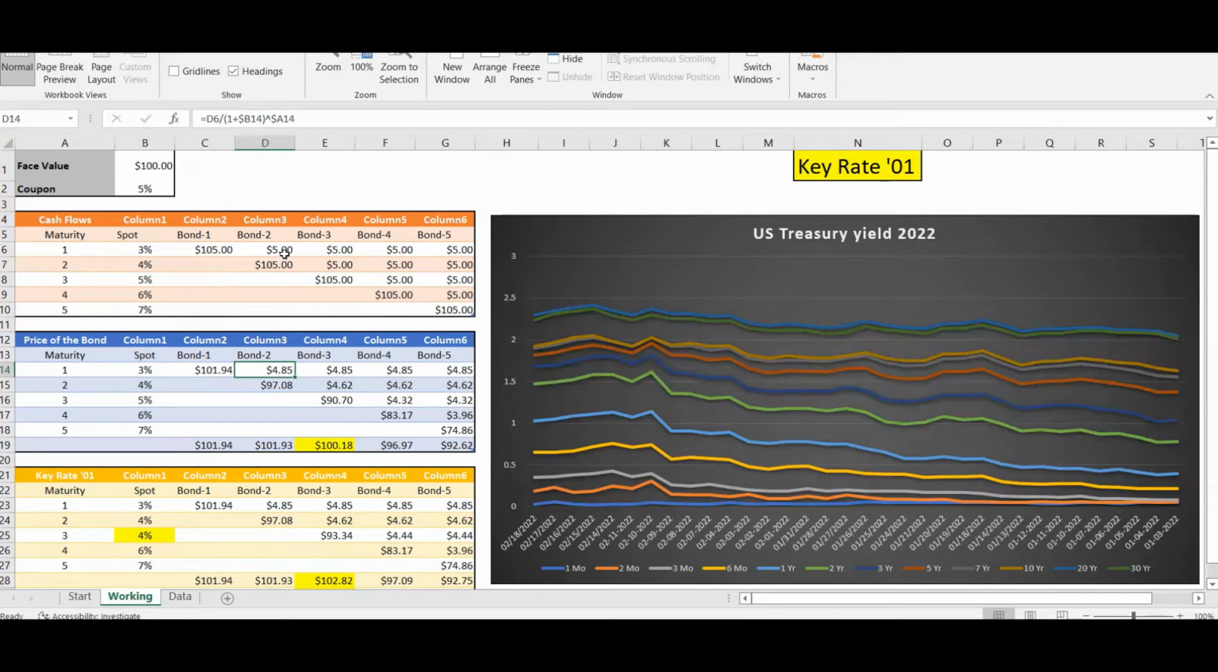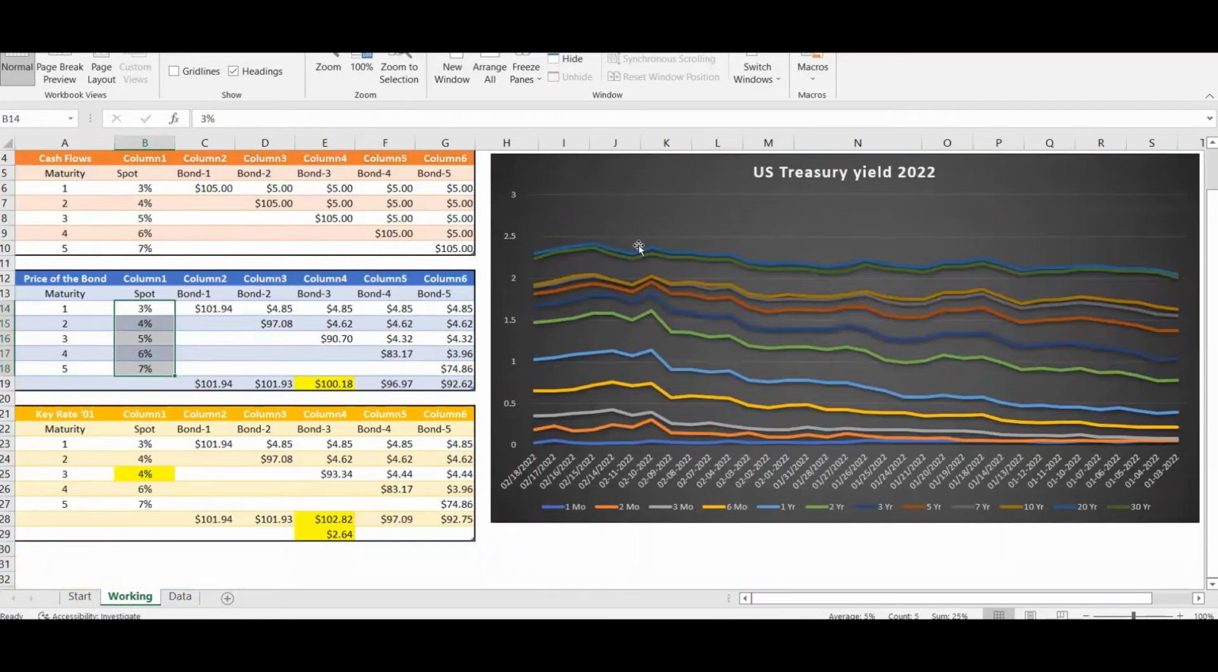Likewise, I have discounted this $5 from year one till today, and this 105 which we will receive at the second year, I have discounted back till today with a spot rate of 4%. So it gives you $97. So these are the respective prices. With the same analogy, we can calculate prices of bond 3, bond 4, and bond 5. So it will give you the prices today with these spot rates.